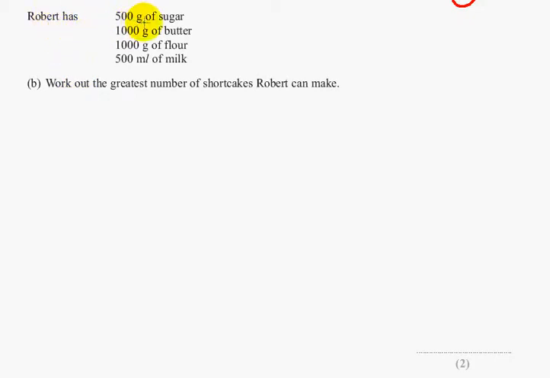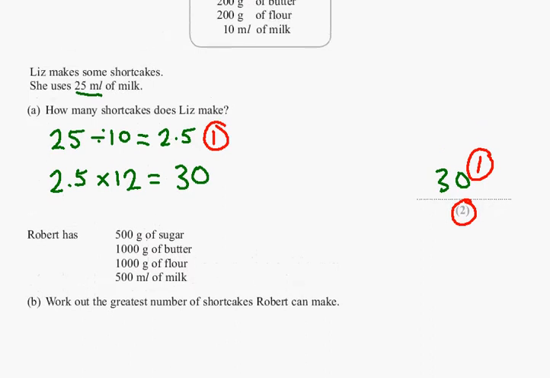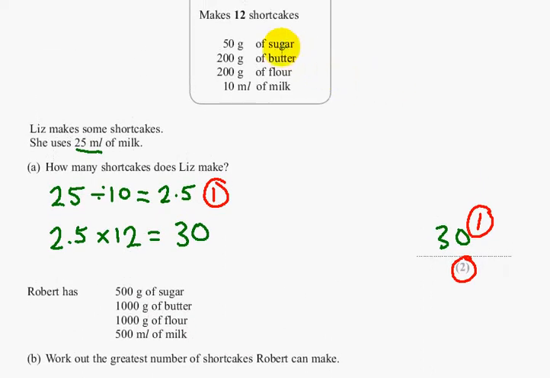Robert has 500 grams of sugar, 1000 grams of butter, 1000 grams of flour, 500 milliliters of milk. Part B. Work out the greatest number of shortcakes Robert can make. So, how many lots of 50 grams are there in 500 grams? That's going to be 10 batches.